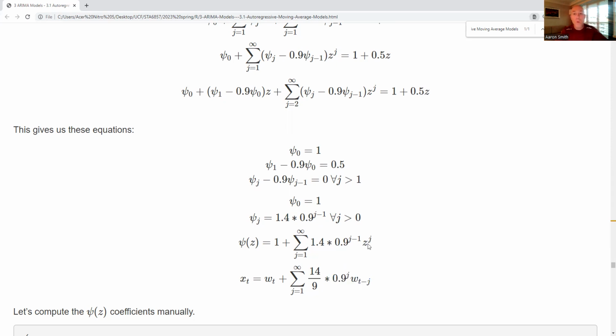Why do we like this? Well, here you'll notice that my exponent doesn't perfectly match the exponent of 0.9. The authors didn't do this in the textbook. This is just one more step. I find that this is a cleaner, better presentation.